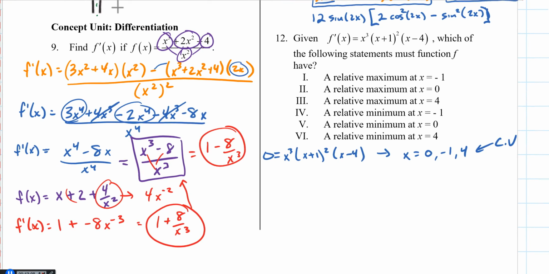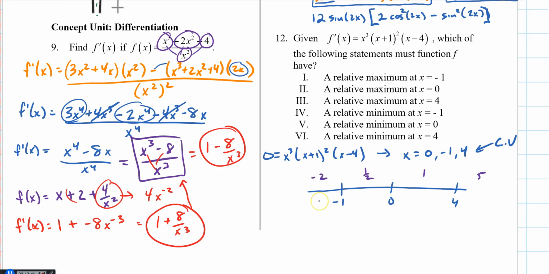So what do critical values tell us? Well, they tell us that we might have maxes or mins at any of those values. So we need to figure out which one's a max and which one's a min. So if we make a chart, we have negative 1, 0, and positive 4, and we're going to pick values outside of each of those intervals. I'm going to pick a negative 2, a 1/2, and I'm going to pick 1 and 5 and see what's going on each of those sides.